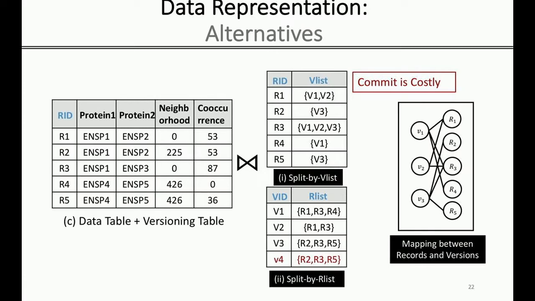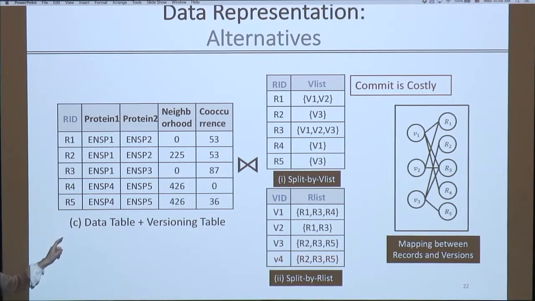Shouldn't it be a new RID in the R list? Yes. So here I'm only showing a naive example of cloning one version to another version. But if you do some modification, then it will lead to a new RID, and then I will append a new record here in this data table.